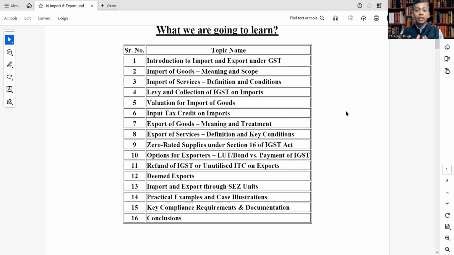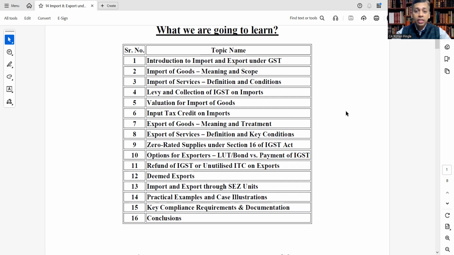credit on imports. Then we will move on to export of goods, meaning and treatment, then export of services, zero rated supplies under Section 16 of IGST Act, options for exporters, LUT or bond versus payment of IGST, refund of IGST or unutilized ITC on exports, deemed exports, import and exports through SEZ units. Then we will see a few practical examples and case illustrations, and then key compliance requirements and documentation. And at the end, we will also see conclusions that can be drawn from today's study.